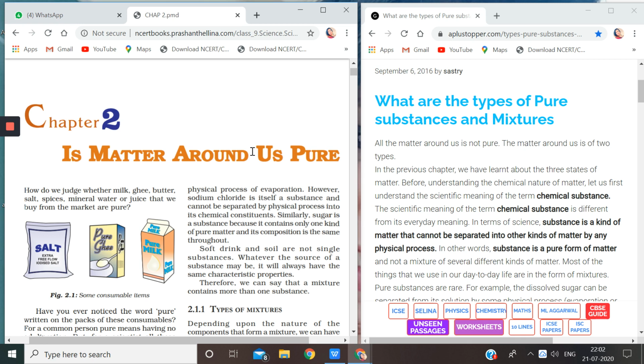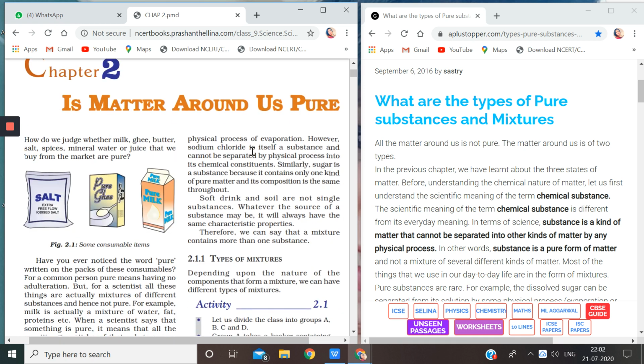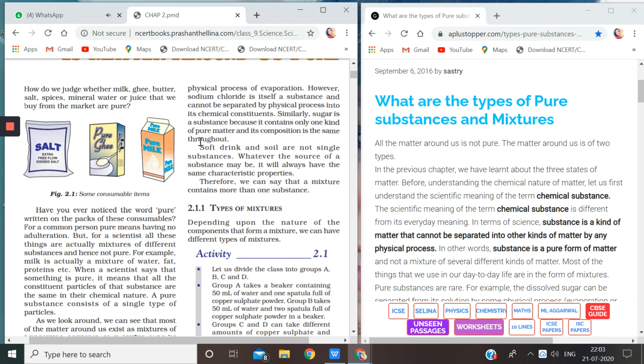Is matter around us pure? I would like to say that all of you should open your books and keep a pencil with you, so that whatever I explain, if you want to note it down, you can do it in your book or some rough notebook, and also underline the important lines. So let's begin with the lesson. I'll read each and every line for you so that you thoroughly understand the lesson.